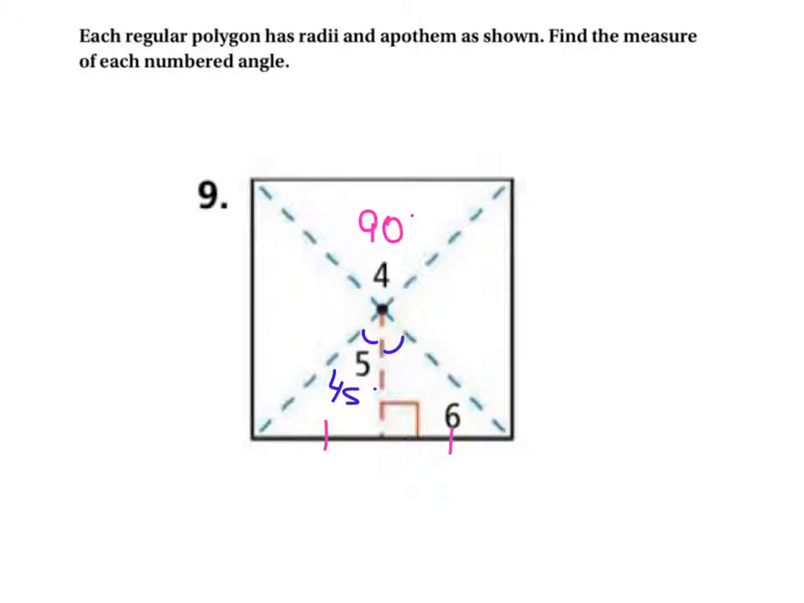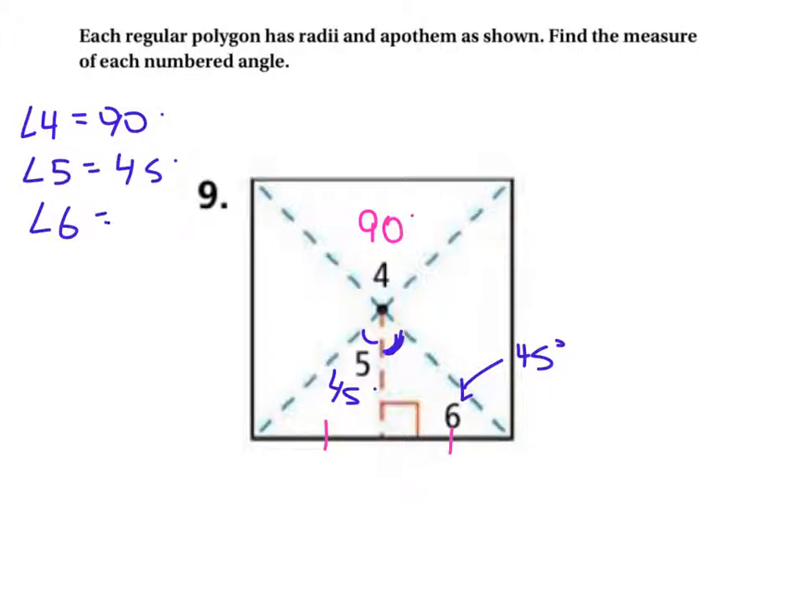And of course, then if angle 5 is 45 degrees, and therefore this other angle over here, this matching angle is also 45 degrees, and that makes angle 6 45 degrees as well. Okay, so you got angle 4 equals 90 degrees, angle 5 equals 45 degrees, and angle 6 equals 45 degrees. You're going to need to be able to identify the angles so that you can use trig or special triangles to solve for lengths.